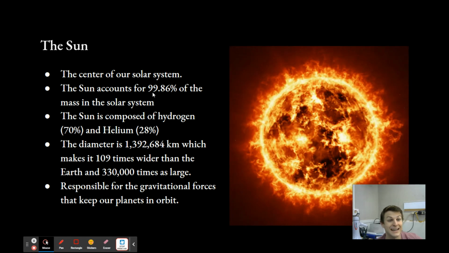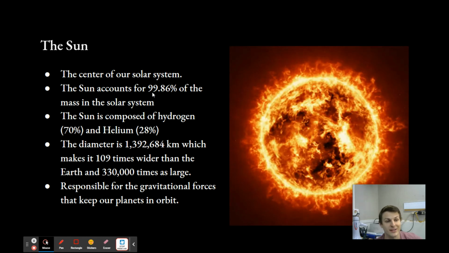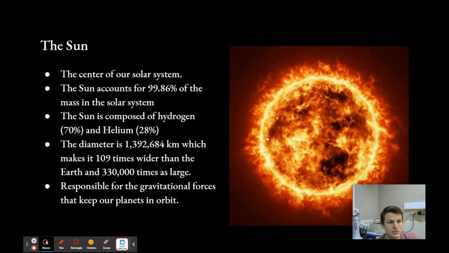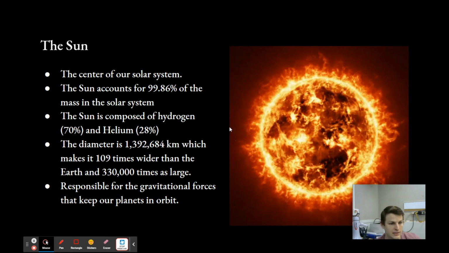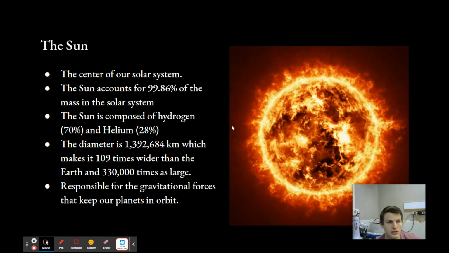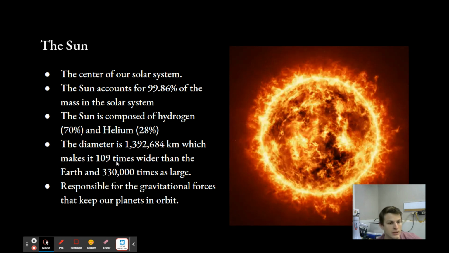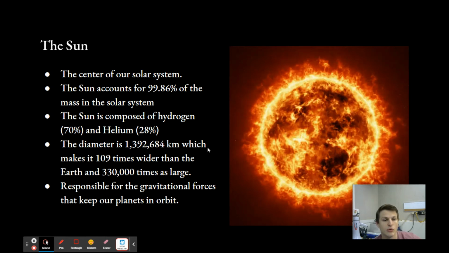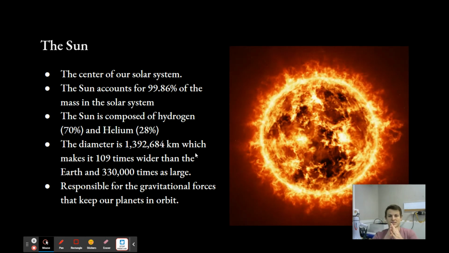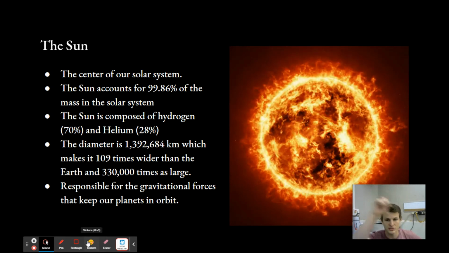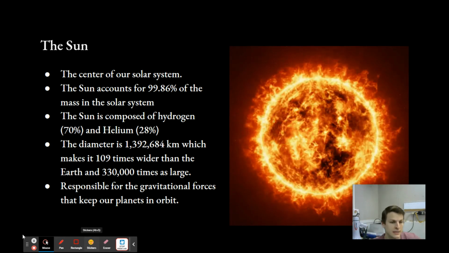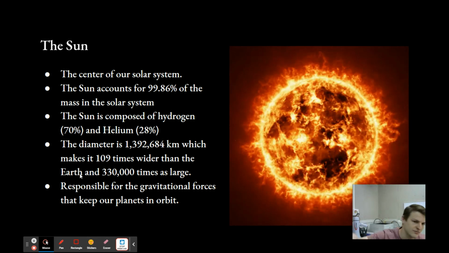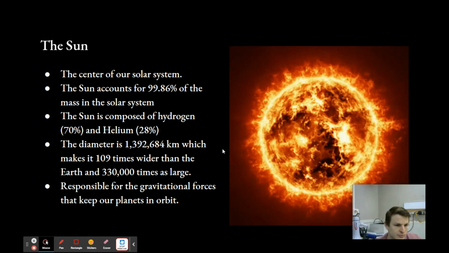It accounts for 99.86, so even more than I thought, percent of the mass in the solar system. It's composed of mostly hydrogen and helium, and it produces more and more energy through the means of nuclear fusion. Diameter is 1,392,684 kilometers. That's the distance across the circle, not the circumference, but the diameter. Remember, radius is half of the diameter. Diameter is the total distance across, and circumference is the full length around the circle.